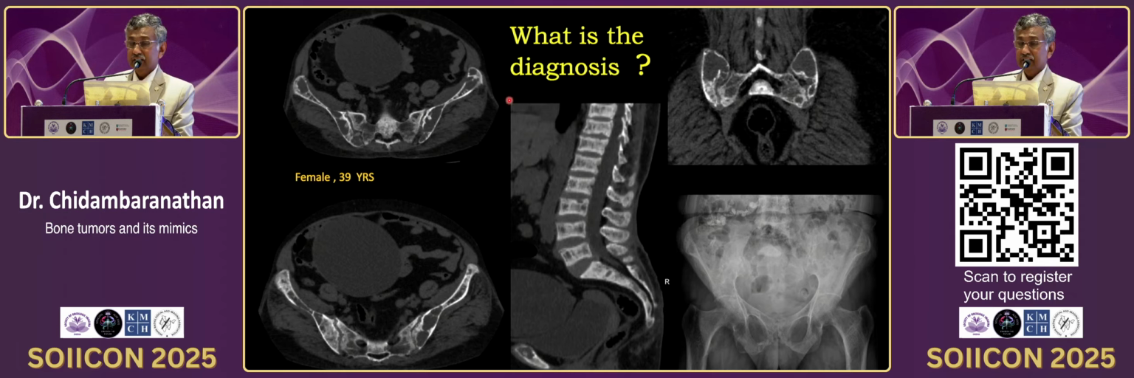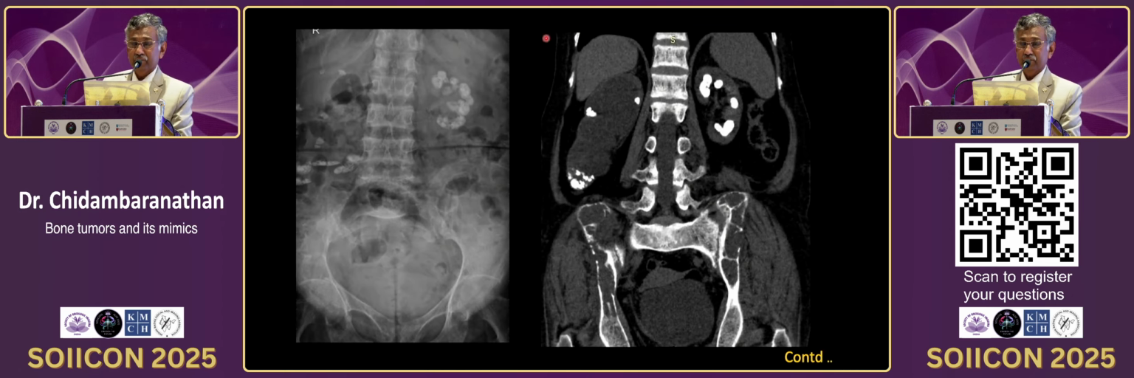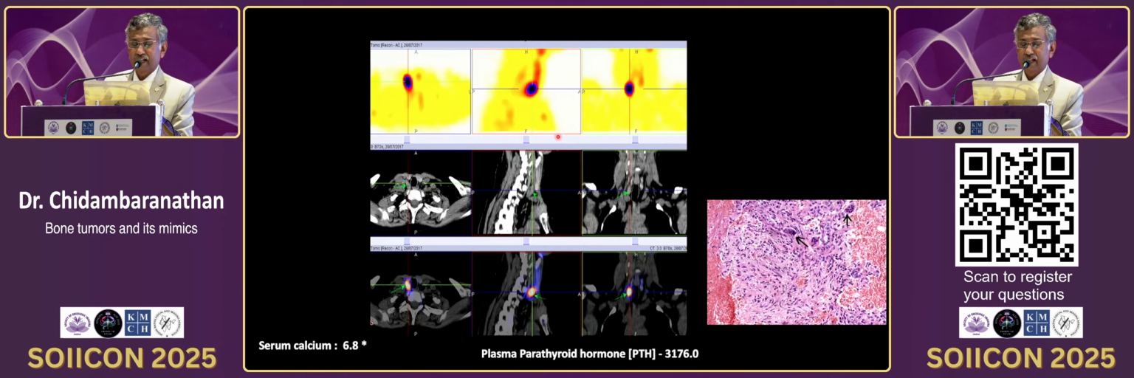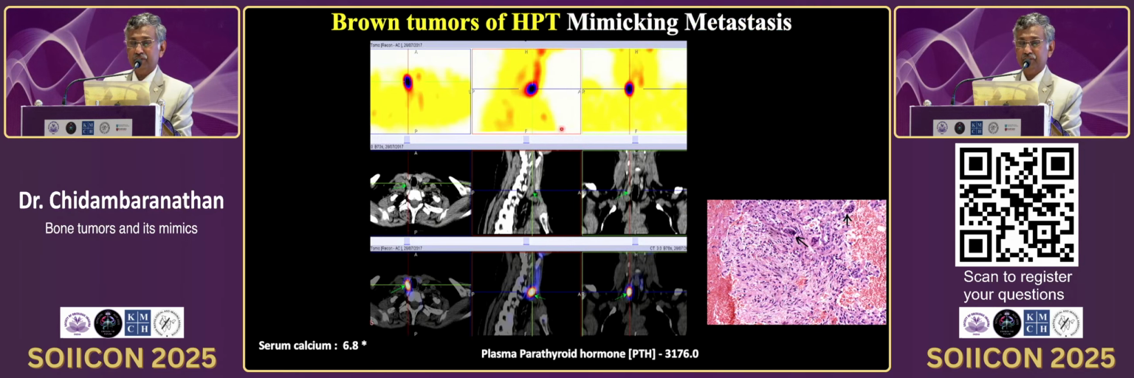So here also there are multiple expanding lesions, and there is a sclerotic margin everywhere. Think of something that looks like a malignant process in a 39 year old. Put the probe on the thyroid, and there is a calcification, so hyperparathyroidism. Okay, brown tumor of hyperparathyroidism, mimicking a metastatic lesion.